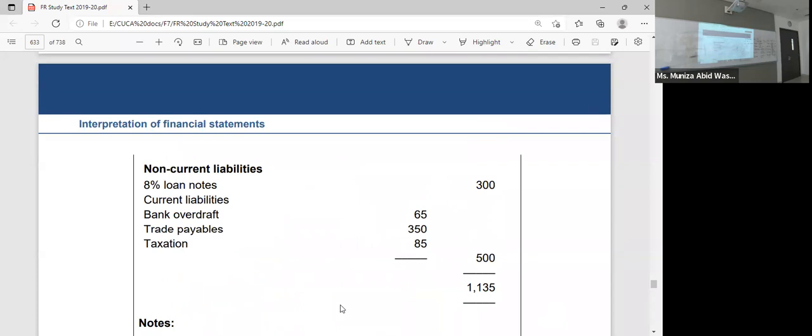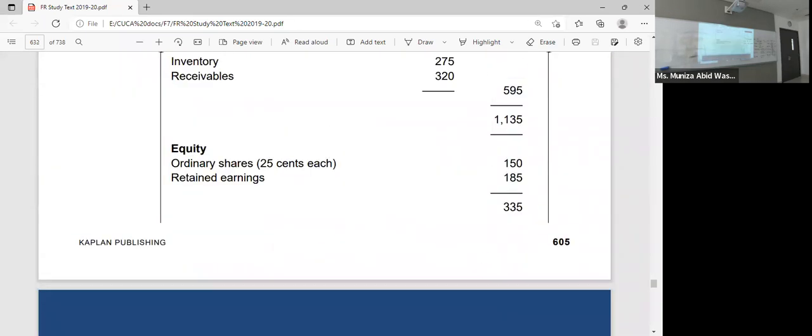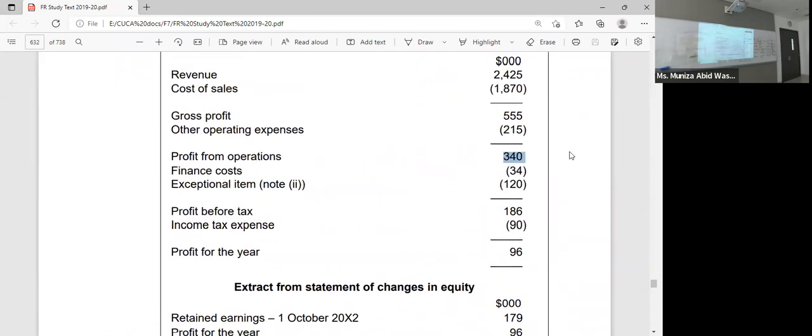Okay, now the next ratio which you have to calculate is net asset turnover ratio. So what is the sales revenue? Sales revenue, as you can see, is 2,425. 2,425 is our revenue, and net assets, which you had calculated, were 635. Capital employed is 635. So 2,425 divided by 635. Calculate it. 3.81. What does that mean?